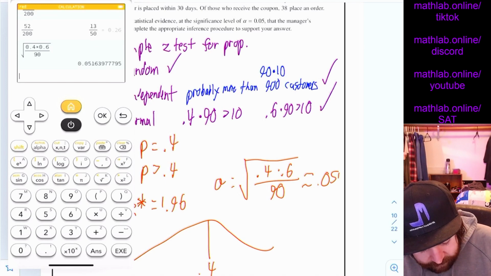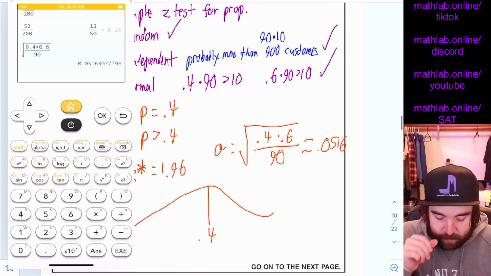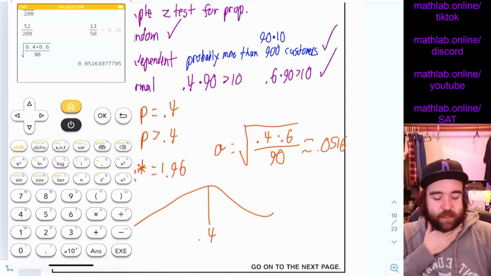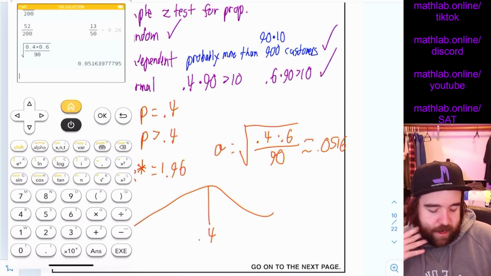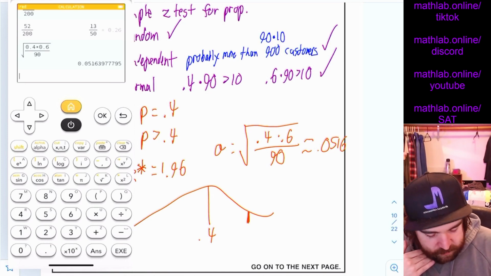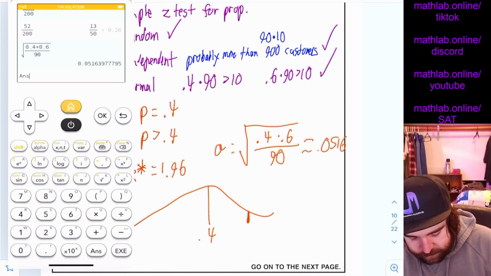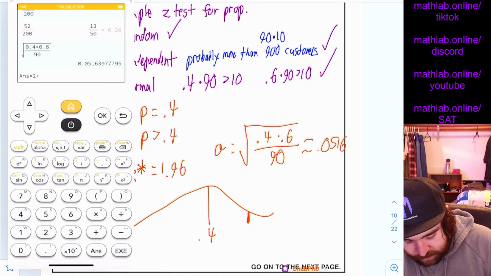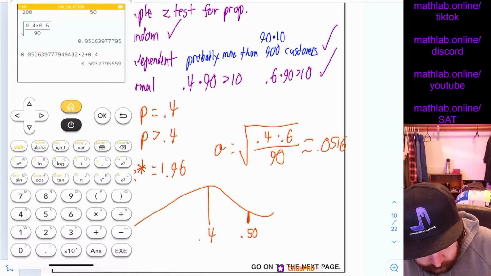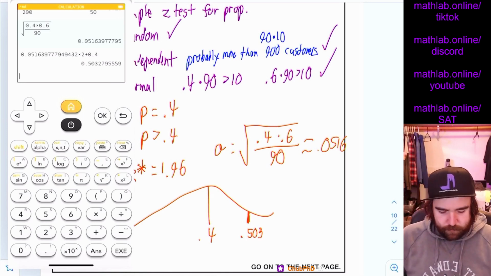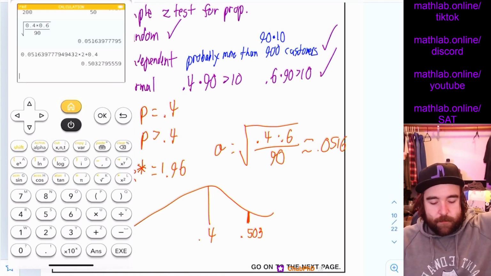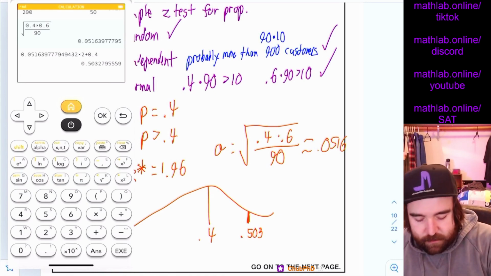It's about 0.0516. So then you've got to look at the standard deviations above, and the standard deviations below. Or not below, I guess. We're just looking above. So this is 2 standard deviations above. So answer times 2 plus 0.4. It's about 0.5. 0.503. So if we're anything bigger than 0.503, then we've got good results.